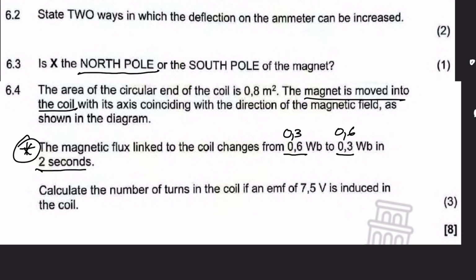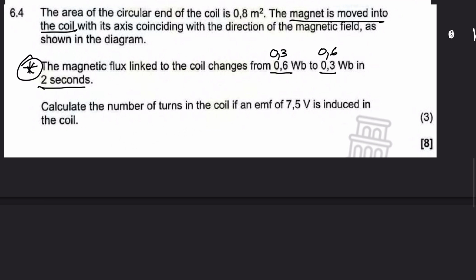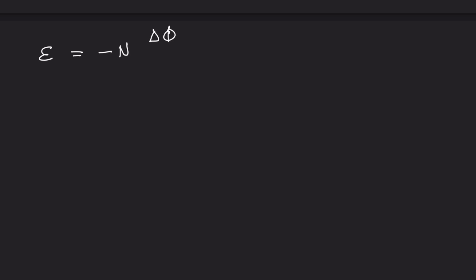Calculate the number of turns in the coil if an EMF of 7.5 volts is induced in the coil. Okay, so let's attempt it and see what answer we get. So remember, they want us to calculate the number of turns in the coil. In other words, they want us to solve for capital N. Now there's one equation that we know for capital N, and the equation is E, which is the EMF, is equal to minus N delta phi over delta T.